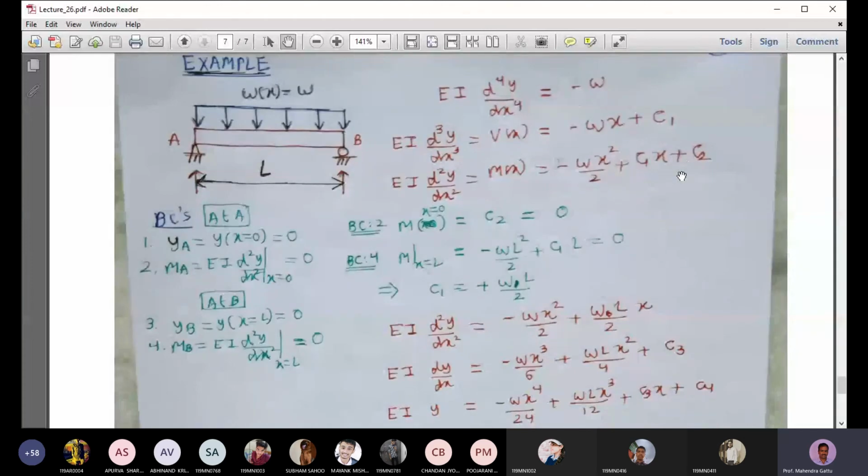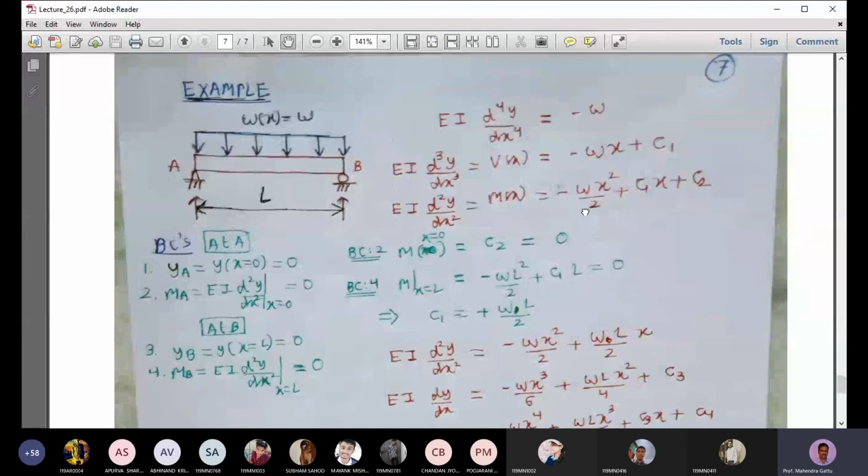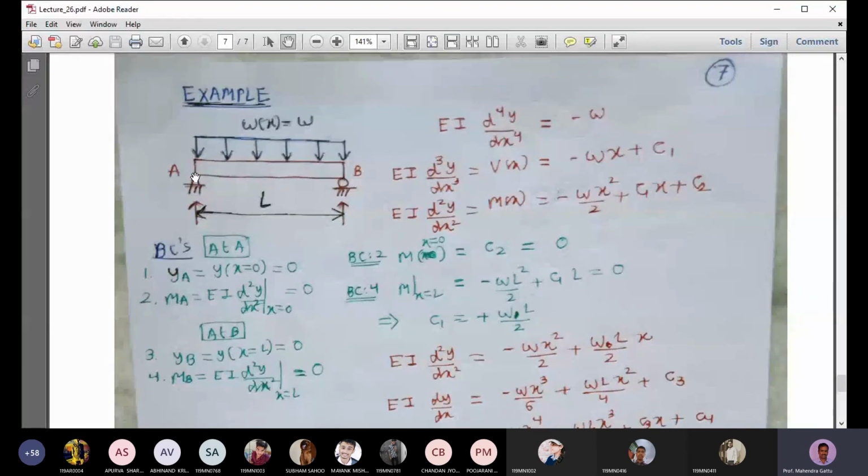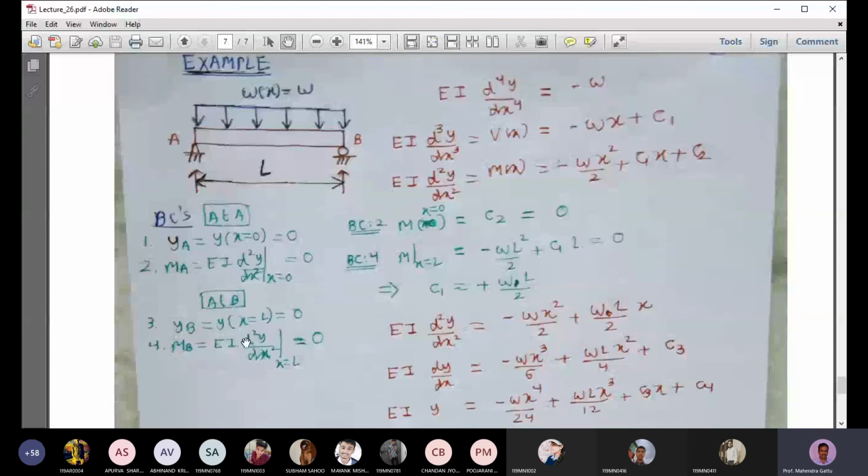Now before going further, we'll apply our boundary conditions and find our C1 and C2. We don't want to carry C1 and C2 to the final integration. So we'll find C1, C2 here itself. So we have to apply the boundary conditions. We already know M at A and M at B is 0. So MA, which is EI d square y by dx square at x is equal to 0, is 0, and MB, which is EI d square y by dx square at x is equal to L, is 0.